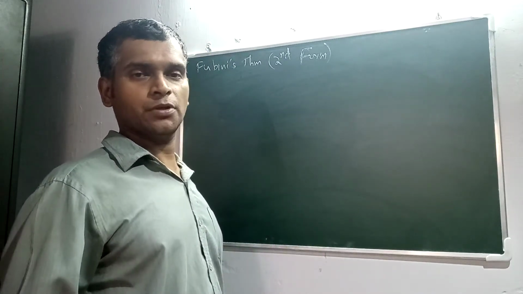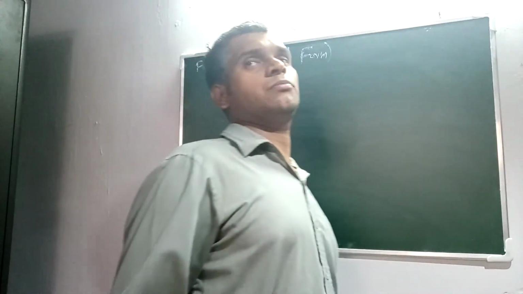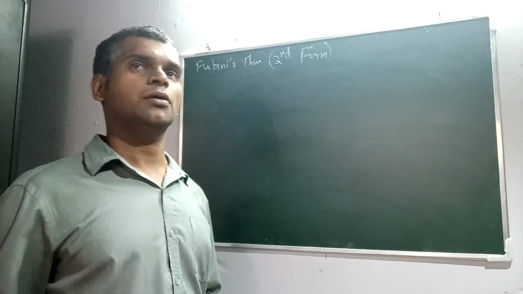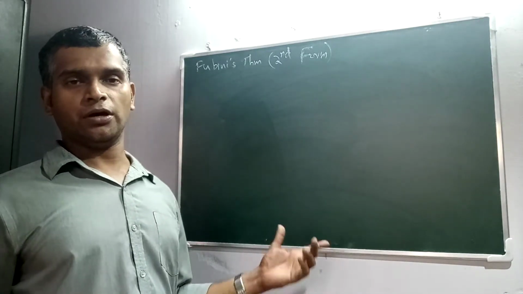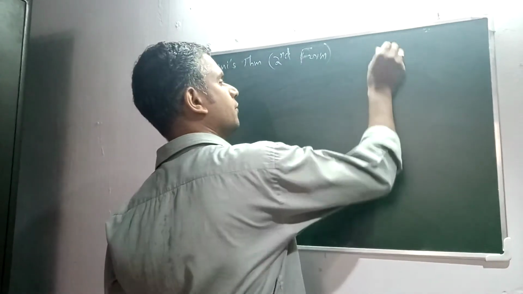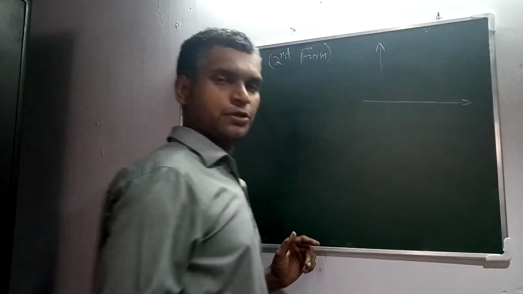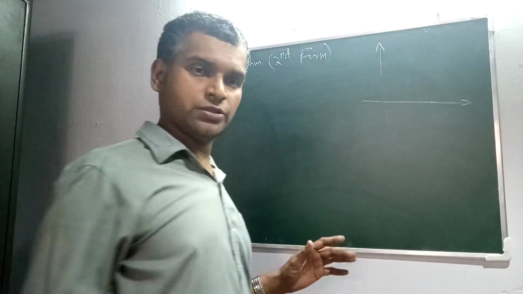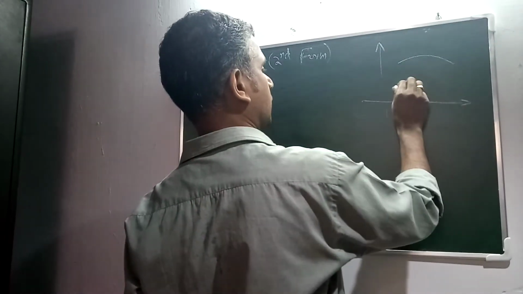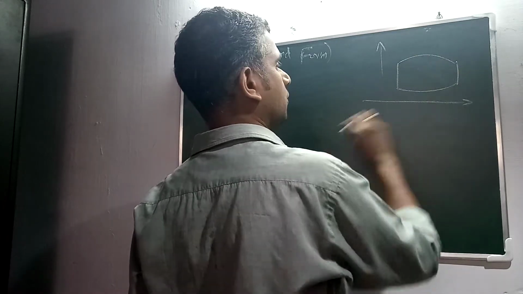ഫൊമിനിയസ് തിയറം സെക്കൻഡ് ഫോം. നിങ്ങൾ ഫസ്റ്റ് ഫോം കണ്ടു കഴിഞ്ഞു. ഫസ്റ്റ് ഫോം ദാറ്റ് വാസ് ടിപ്പിക്കലി ഫോർ ഫങ്ഷൻസ് ഡിഫൈൻഡ് ഓവർ എ rectangular region. Here our region need not be a rectangular region. So suppose our region is of a special type but not a rectangular region. Suppose this is the region R.